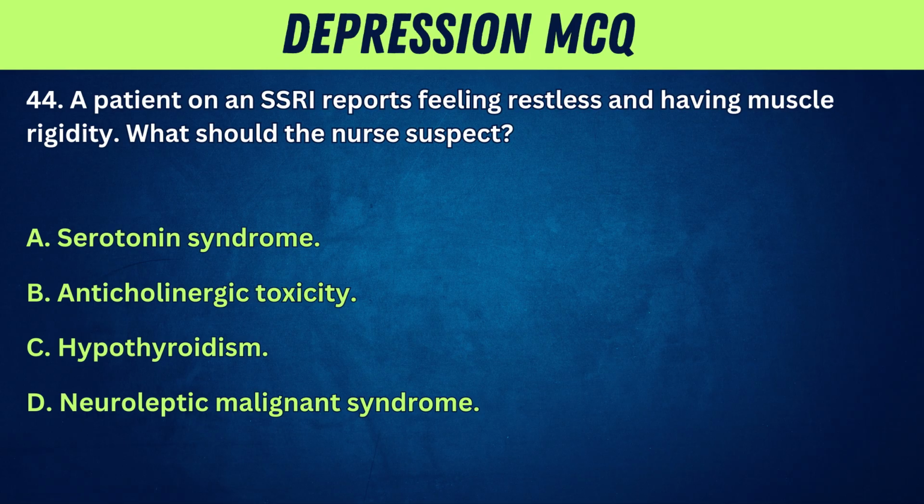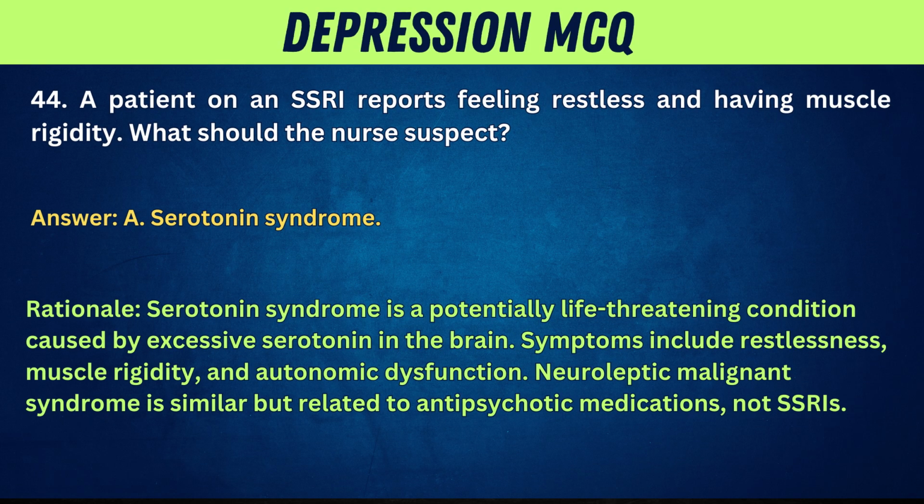A. Serotonin syndrome. B. Anticholinergic toxicity. C. Hypothyroidism. D. Neuroleptic malignant syndrome. Answer: A. Serotonin syndrome. Rationale: serotonin syndrome is a potentially life-threatening condition caused by excessive serotonin in the brain. Symptoms include restlessness, muscle rigidity, and autonomic dysfunction. Neuroleptic malignant syndrome is similar but related to antipsychotic medications, not SSRIs.